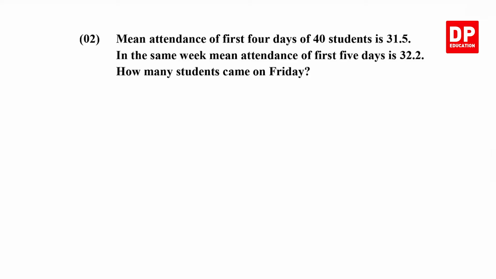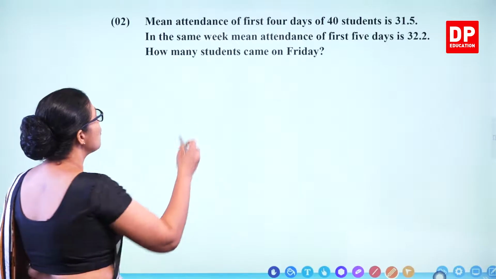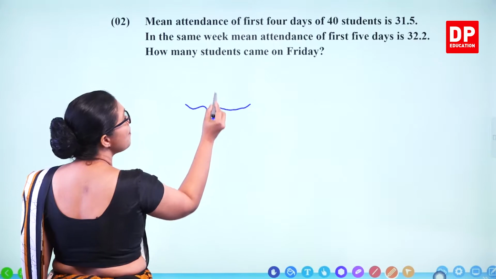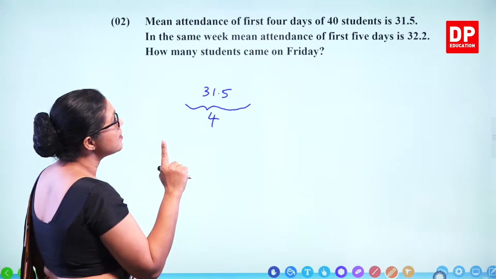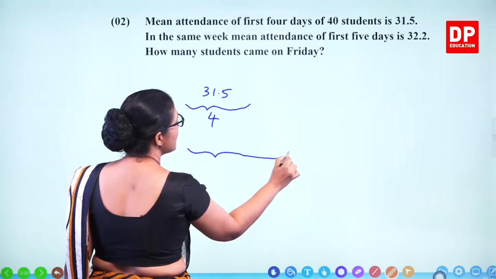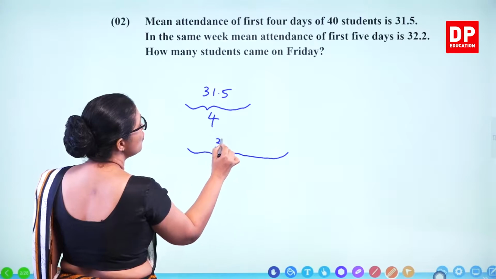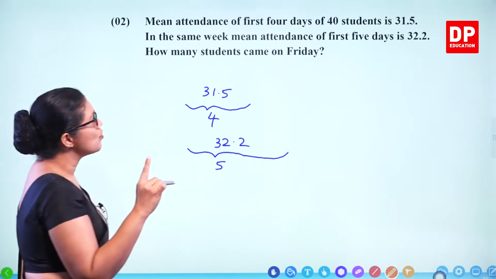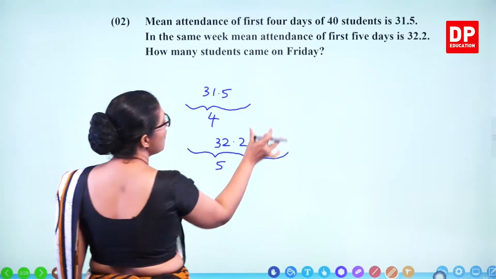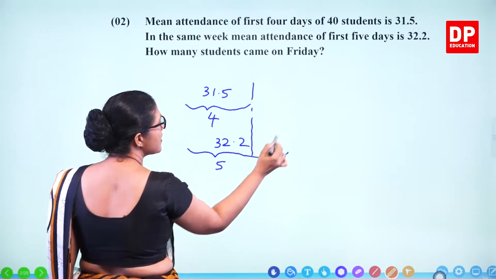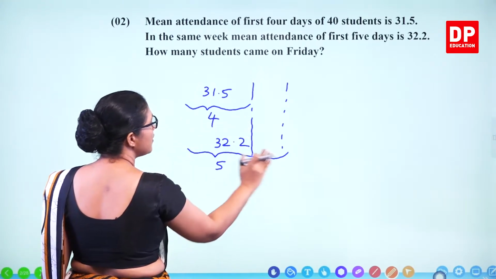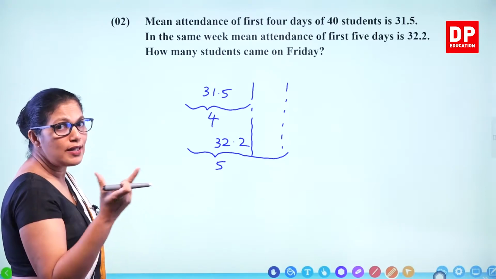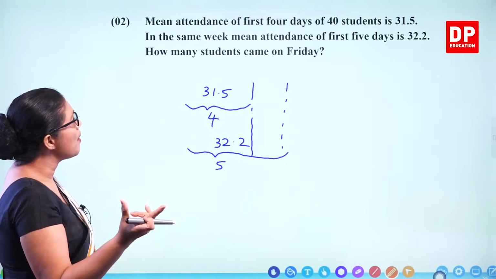Question number 2. The mean attendance of the first 4 days of 40 students is 31.5. In the same week, the mean attendance of the first 5 days is 32.2. How many students came on Friday? So you have to take the totals and take the difference. This is Monday to Thursday, and this is Monday to Friday. So when you subtract the totals, you can find the number of students who came on Friday.